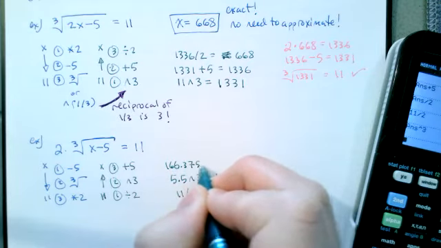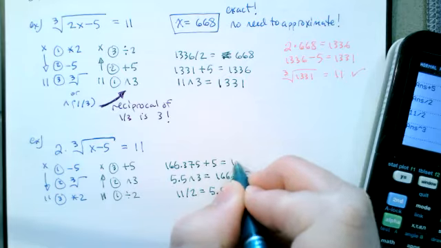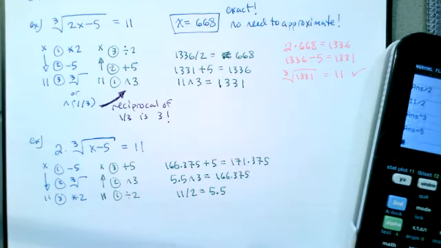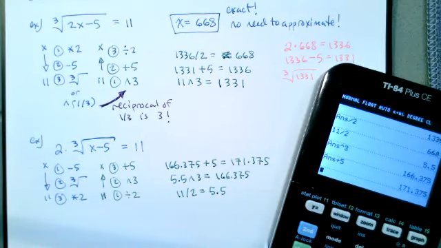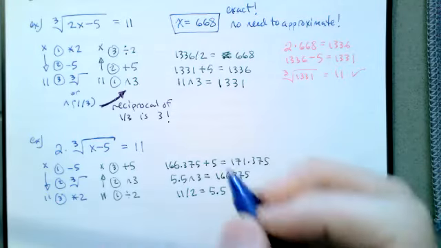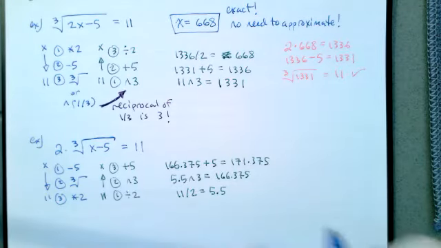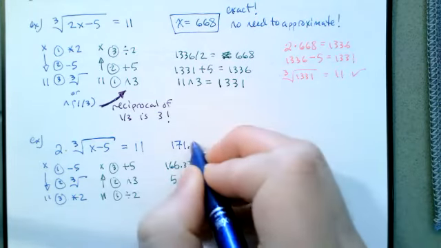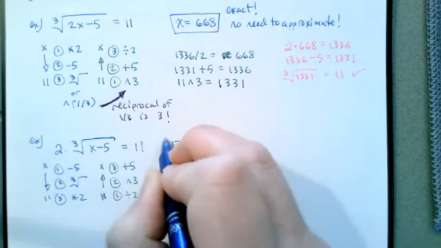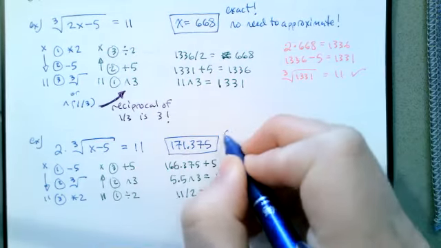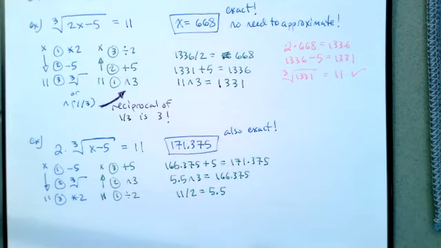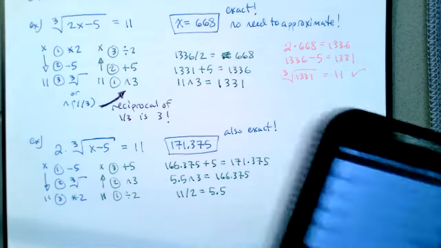And then 166.375 plus 5 is 171.375. And that's what we'll report as an answer. This one is also not an approximation, because if I say to the nearest thousandth, the whole number goes to the nearest thousandth anyway. This number is also not irrational. It just happens to stop at the thousandth. So this one is also exact.